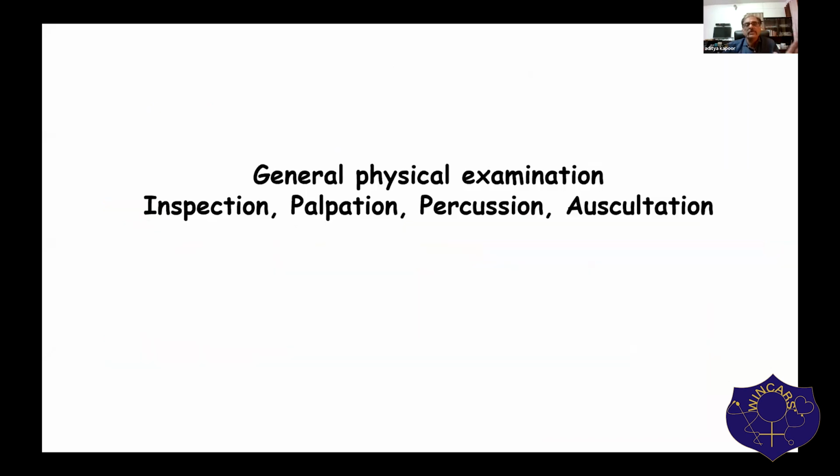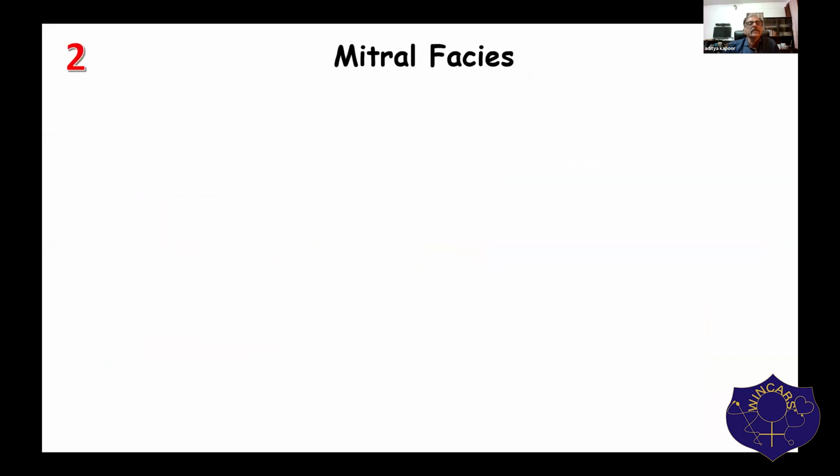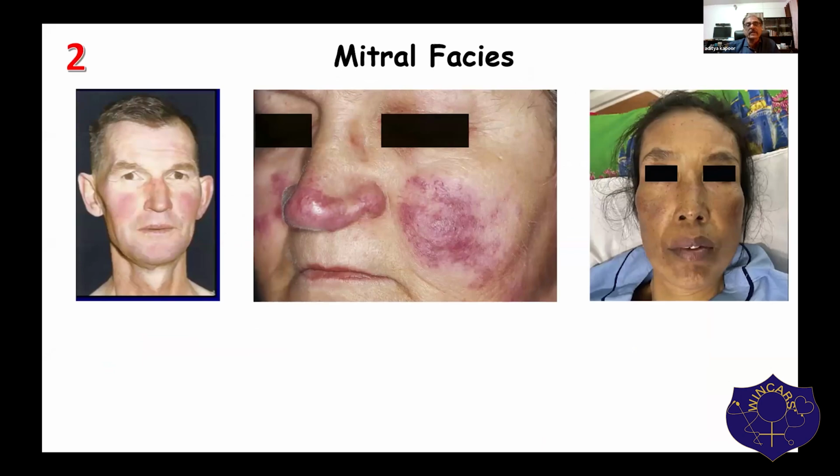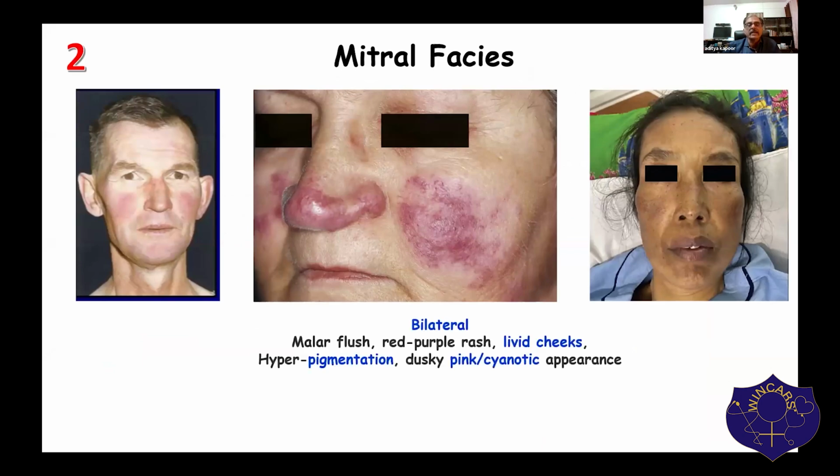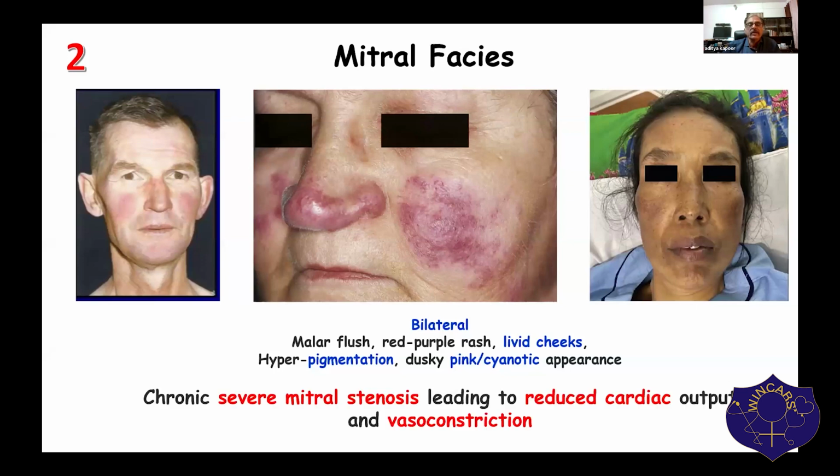Then for mitral stenosis, the third thing you will come to is, the second thing is general physical examination. So mitral facies, again, this is a historical thing now. We never see this, but again, be aware that bilateral malar flush, hyperpigmentation is a sign of severe mitral stenosis with reduced cardiac output leading to vasoconstriction. And this is associated with a low volume pulse.